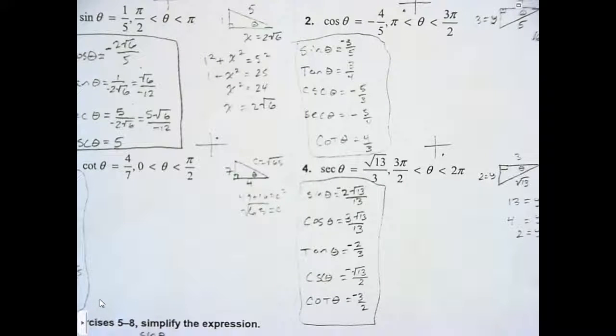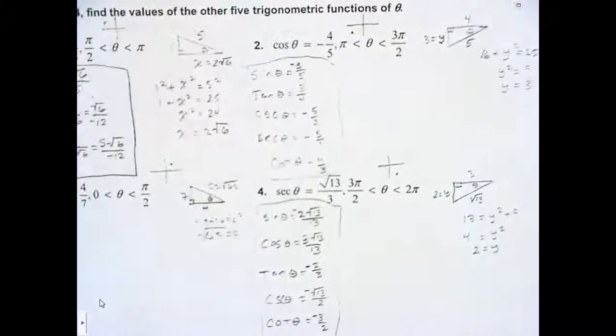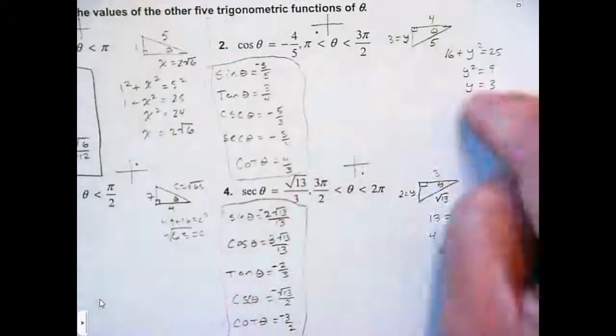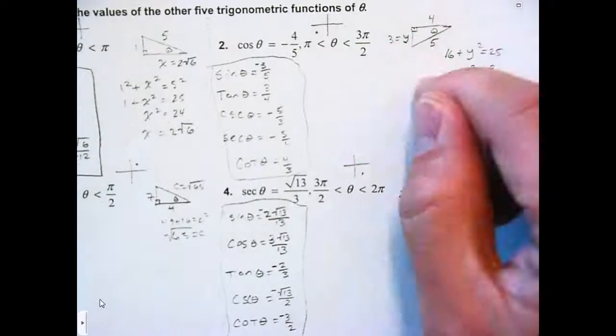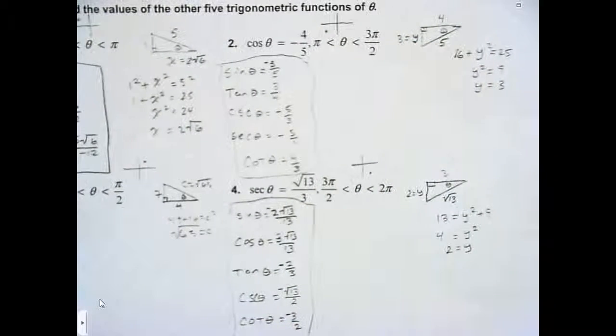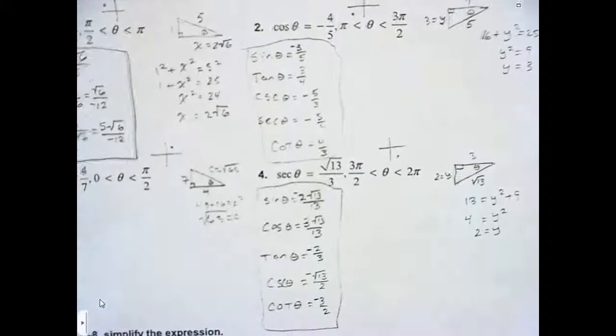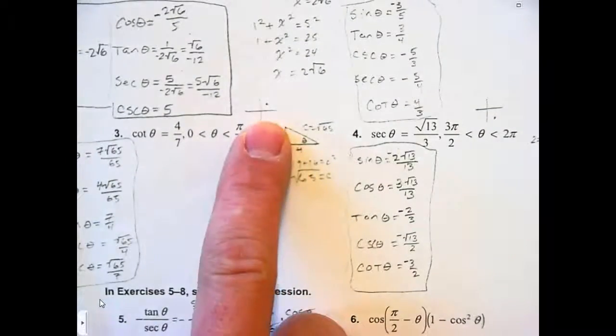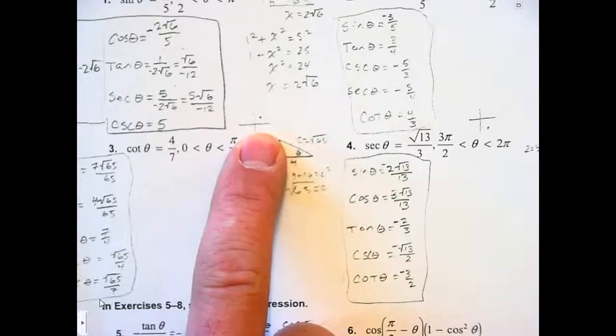Okay, so you have that 3, 4, 5 triangle that you can form based upon the information they give you there. Use the Pythagorean theorem to find that, or just use the Pythagorean triples. And then it's just setting up your ratios. Number 3, do the same thing. It's just this time you're in quadrant 1.